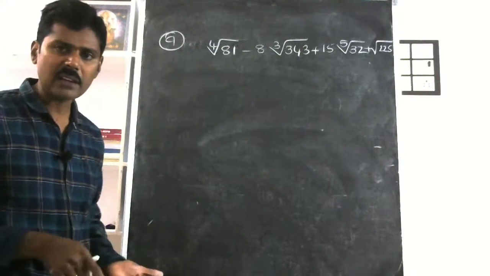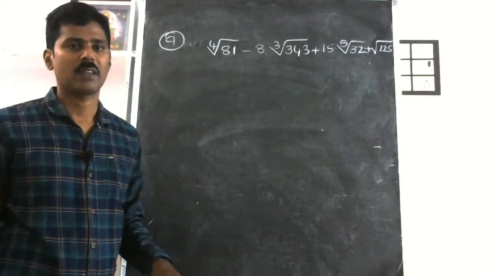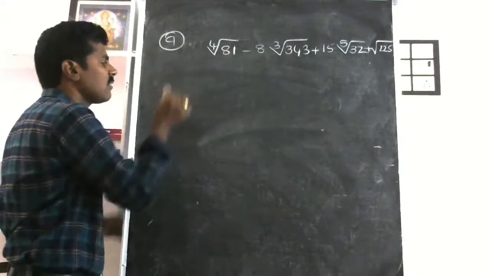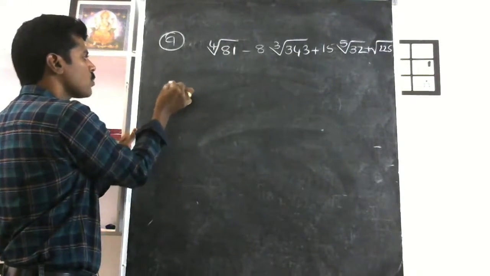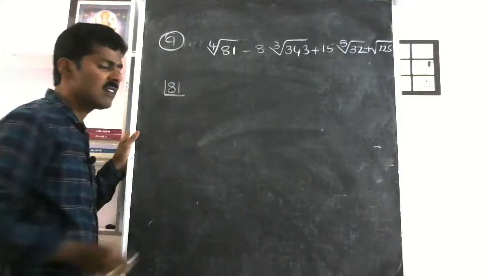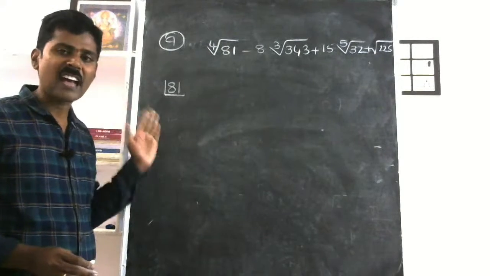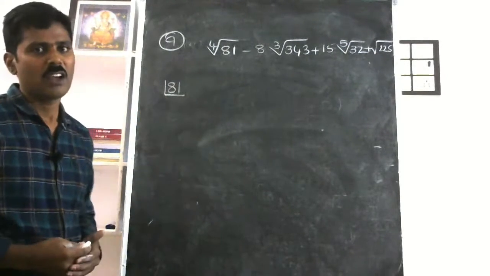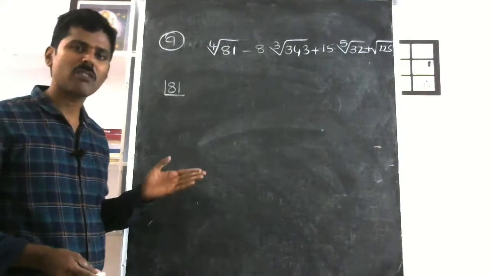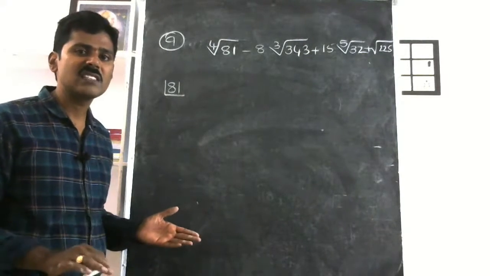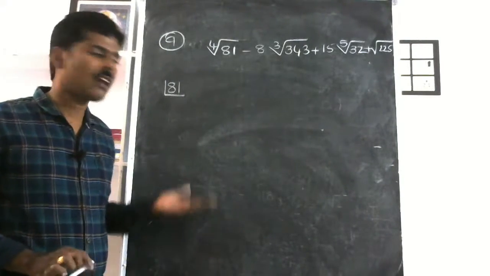If you can write it, it is not irrational. So we'll go with the 4th root of 81. For each number, it is very convenient to express that number as a product of primes. If you write that number as a product of primes, it will be very easy to check whether it is rational or irrational.